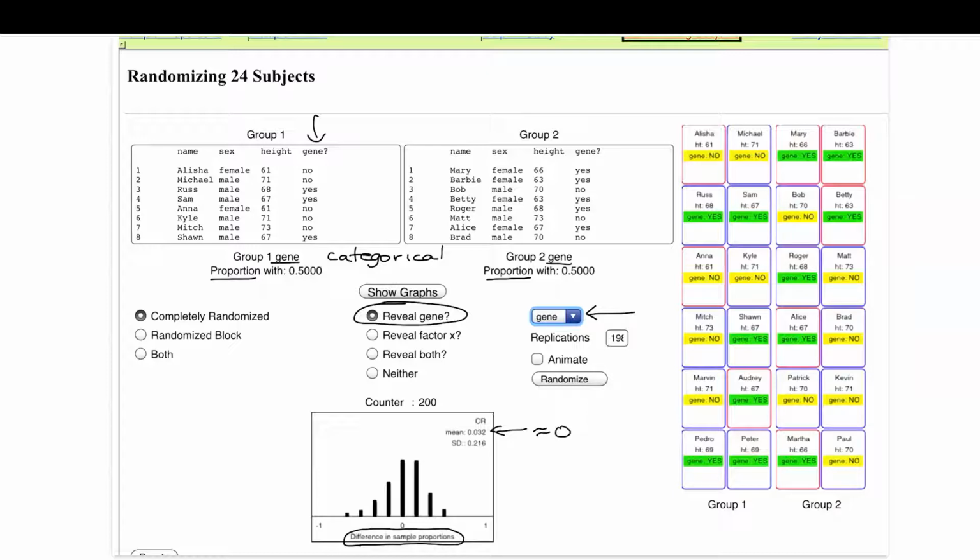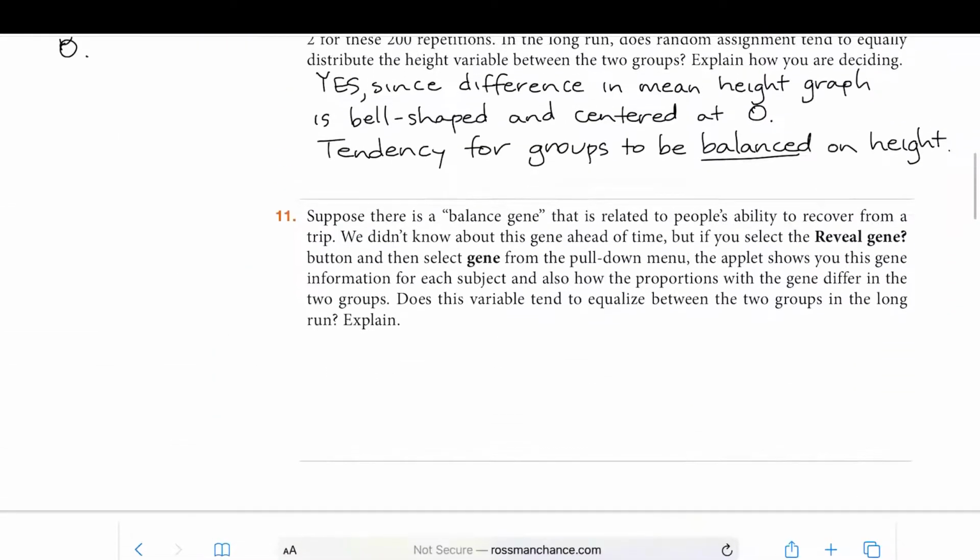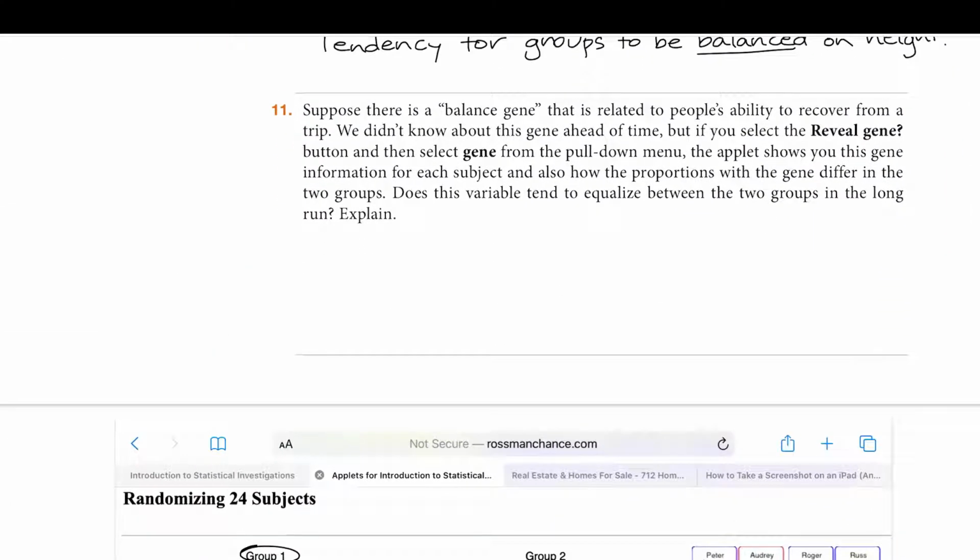It's centered at 0. So there is a tendency for the groups to be balanced on whether people have the gene or not. We're not getting one group where everybody has the gene and the other group nobody does, right? In each group, there tends to be a similar proportion of people that have the gene. Okay, so when we go back to number 11, it says, does this variable tend to equalize between the two groups in the long run? And the answer is yes.